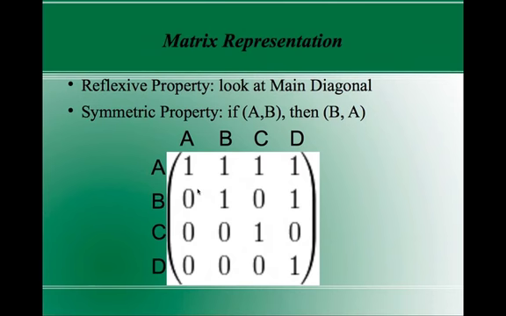There is another term known as antisymmetric. This property states that if you have AB and they are not equal to each other, then you do not have BA. This means that if you have AB right here and they're not equal, then BA must be a 0. Now, if you look at this matrix right here, you'll see that for every 1 outside of the main diagonal, its symmetric pair is a 0. This means that this relation is antisymmetric.